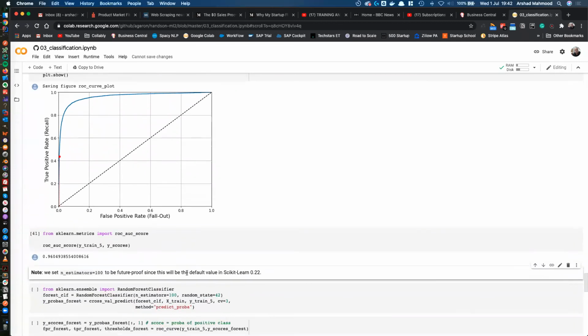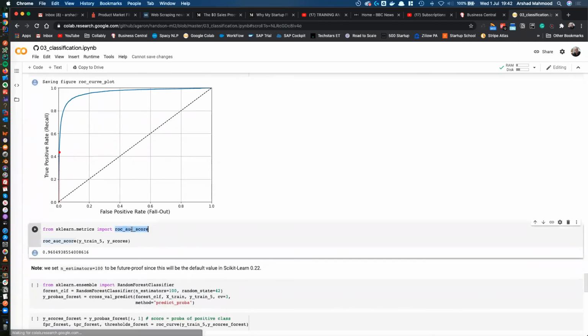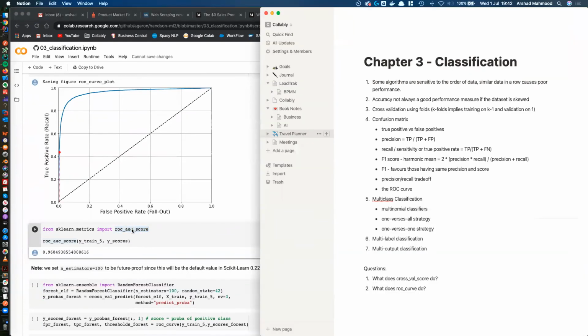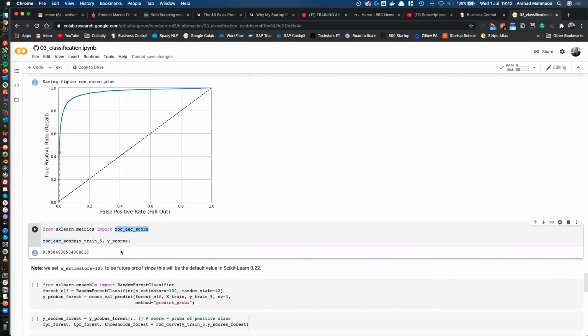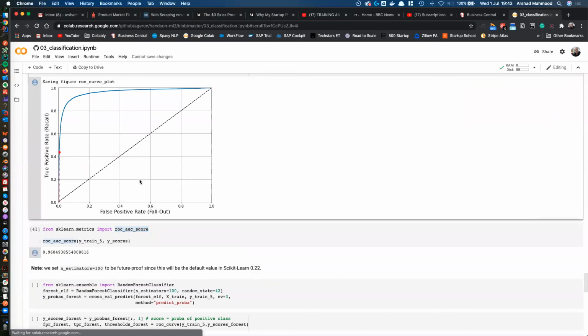And then ROC AUC score. So what is a ROC AUC score? That's your value 1, which you're trying to achieve. It's the area under that curve. Oh, it's the area under that curve, right? Yes. Okay.